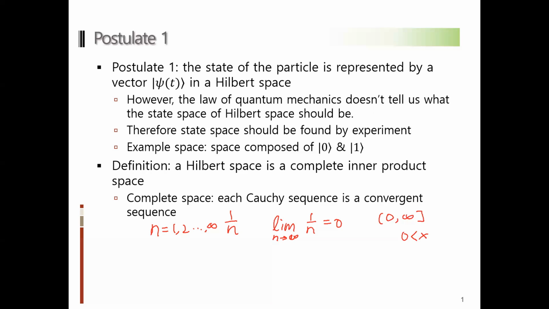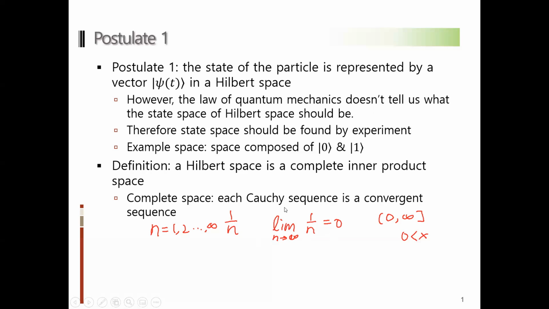However, in this kind of space, the sequence values 1 over 3, or 1 over 100, or 1 over 1,000, or whatever value, will all belong to this space. However, the limit value, which is 0, is not included. So in this case, we cannot say that this Cauchy sequence is a convergent sequence in this space. If we want to claim that some space is a complete space, then the limit value of each Cauchy sequence should also be included in that space.